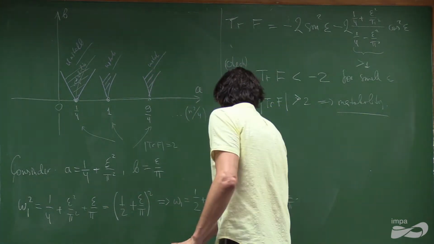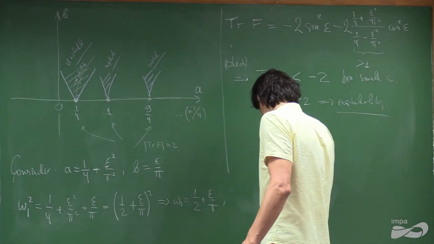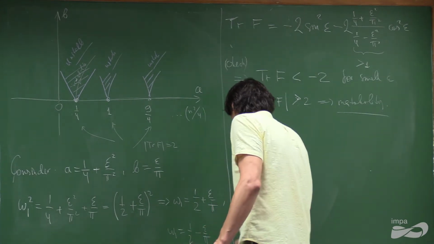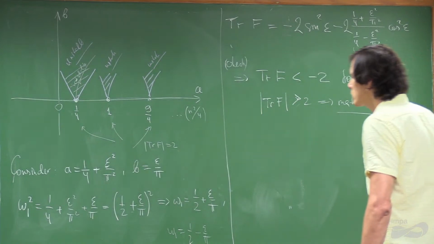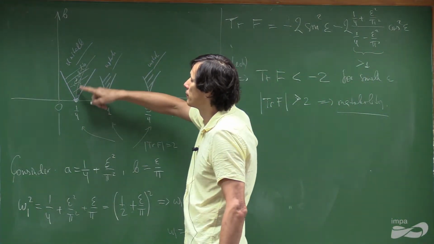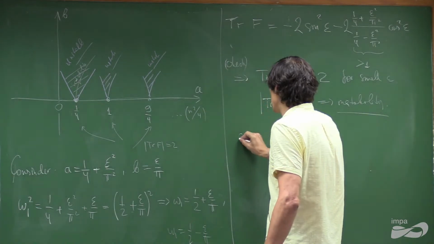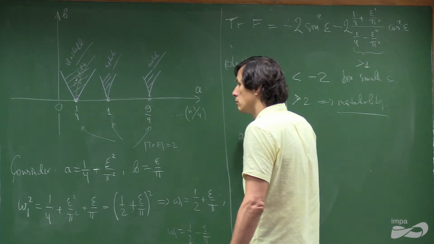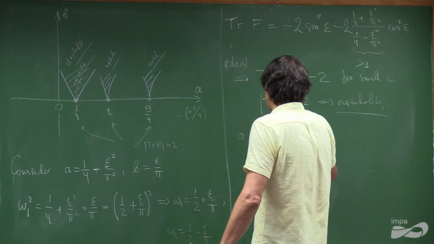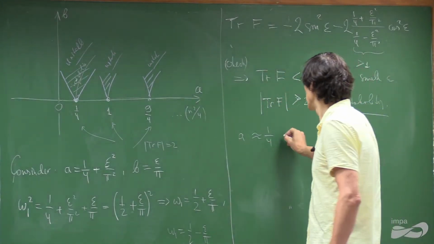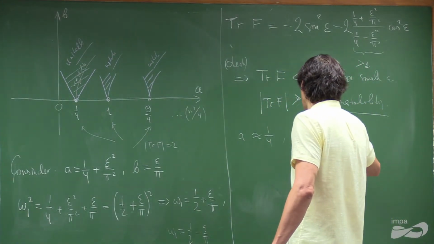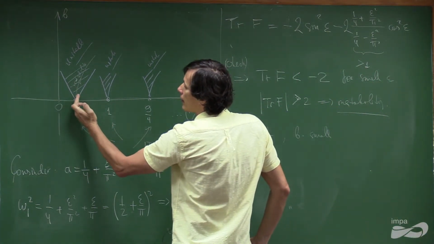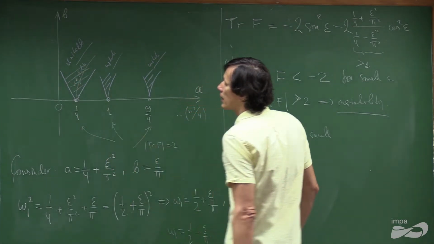Let's see what it means. What does it mean for the system to become unstable? It means that you have an unstable system when A is approximately one fourth and B is small. So it's enough to have small B, but A close to one fourth, to go into the instability region.